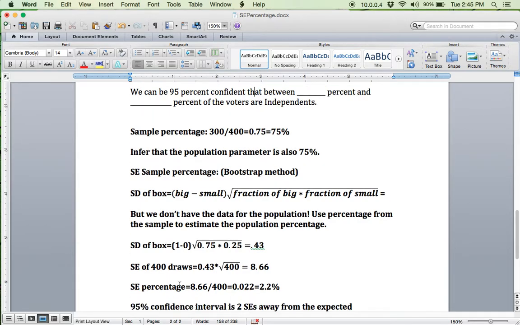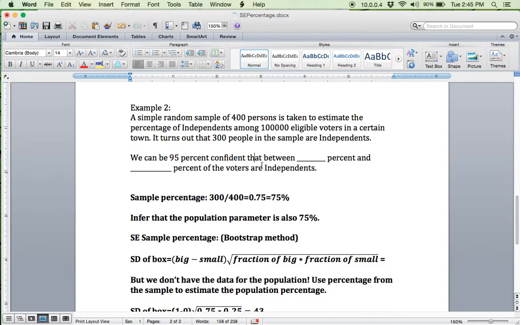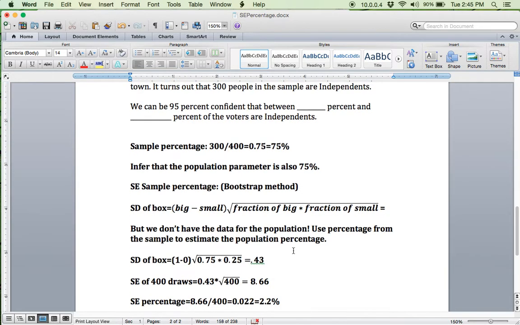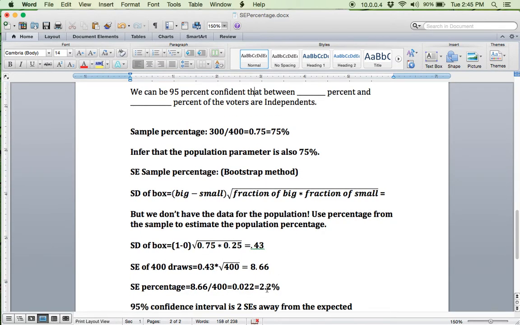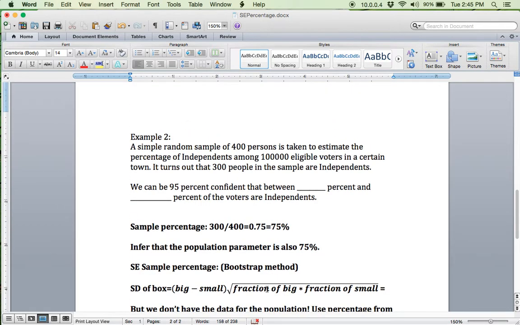To get the percentage, you take that number and divide it by the sample size, which is 400, so you get about 2.2%. So that means that if we pick a sample of 400 and we found out 75% are independent, we infer that the population is probably going to be about 75% independent, and the error of our estimate is about 2.2%. So this is an example of where we use surveys to deduce something about the total population.